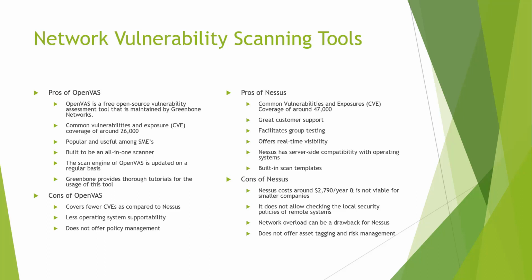Negatives: OpenVAS is free, but Nessus is about $28,000 a year. It's not made for small companies. It does not allow for checking local security policies of remote-based systems. It does overload a network. It can send a lot of traffic, so that is definitely a negative. Also, it doesn't really offer asset tagging and risk management the way that you'd expect.